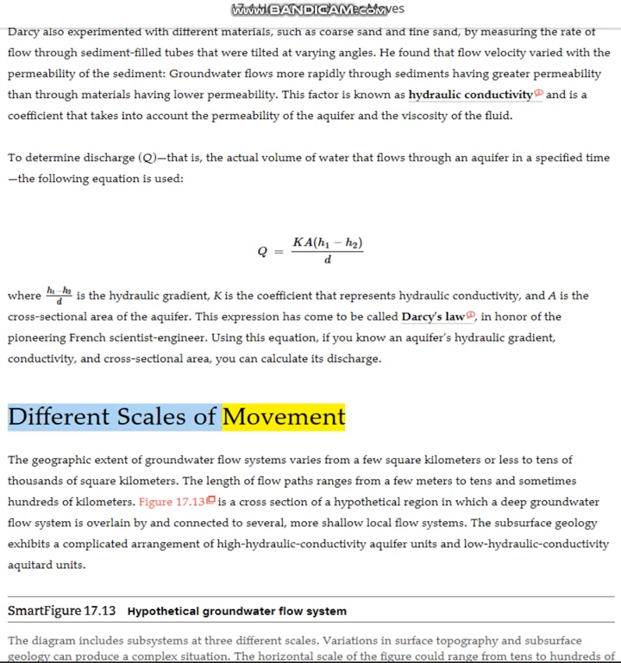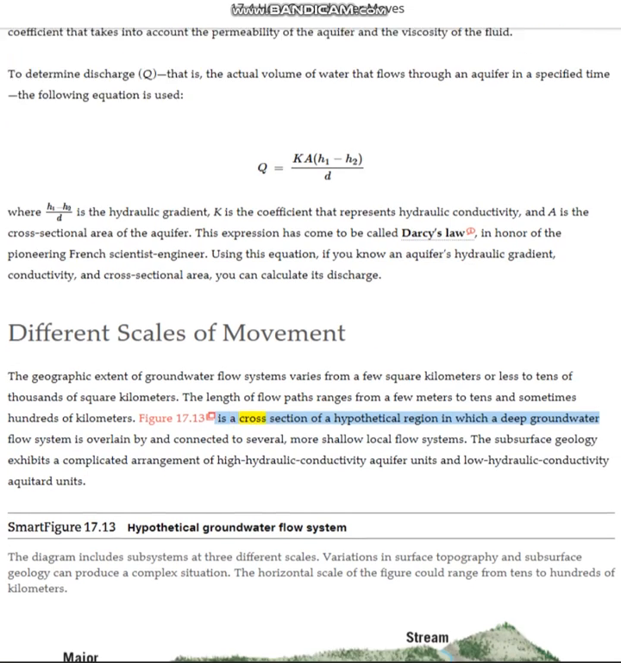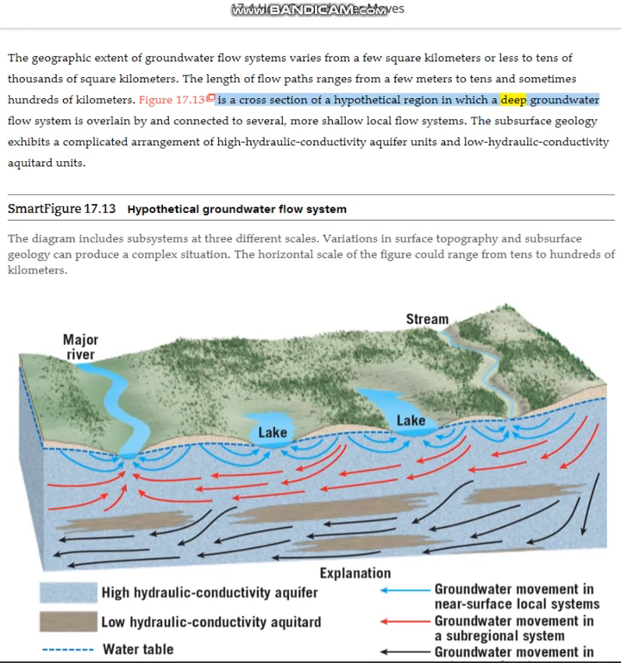Different scales of movement. The geographic extent of groundwater flow systems varies from a few square kilometers or less to tens of thousands of square kilometers. The length of flow paths ranges from a few meters to tens and sometimes hundreds of kilometers. Figure 17.13 is a cross-section of a hypothetical region in which a deep groundwater flow system is overlain by and connected to several, more shallow local flow systems. The subsurface geology exhibits a complicated arrangement of high hydraulic conductivity aquifer units and low hydraulic conductivity aquitard units.